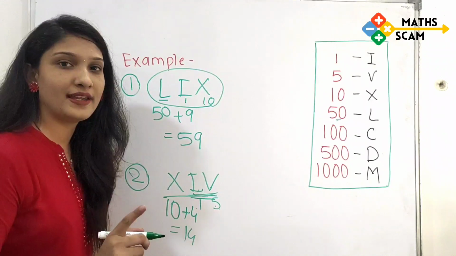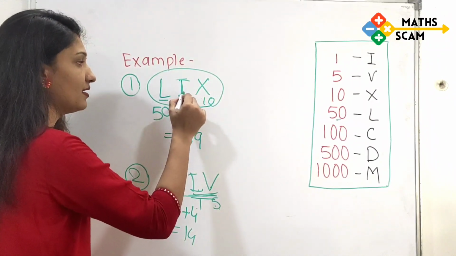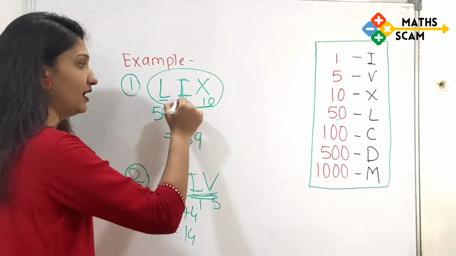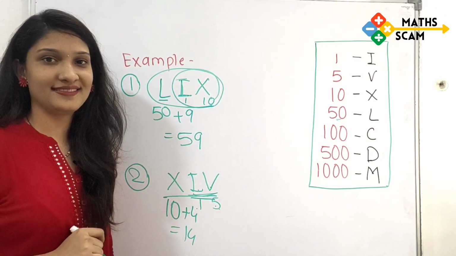What we'll need to remember is when the smaller number comes in between the two larger numbers, it will always be subtracted from the next larger number. Understood?